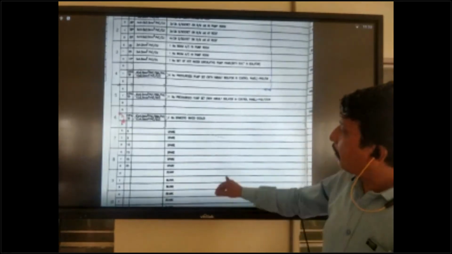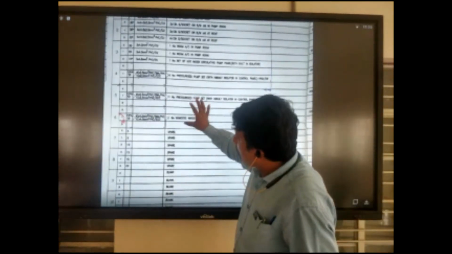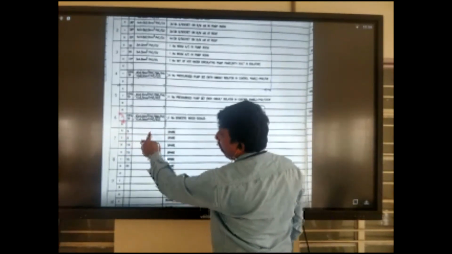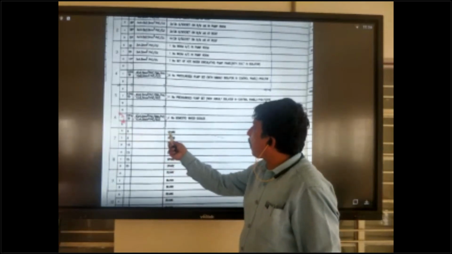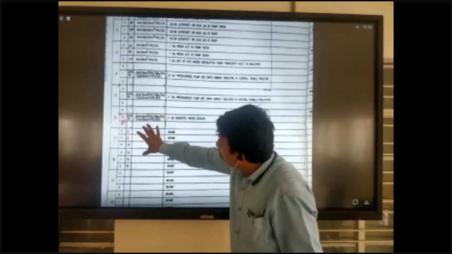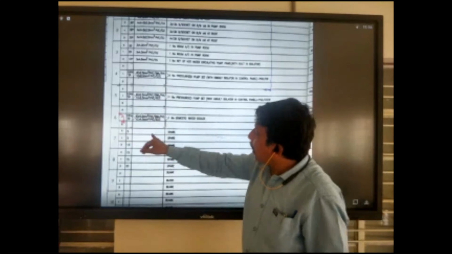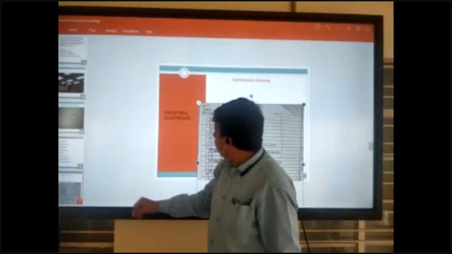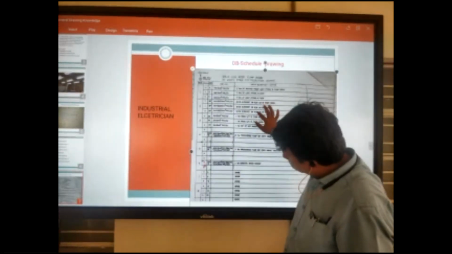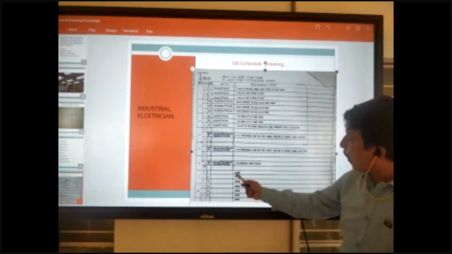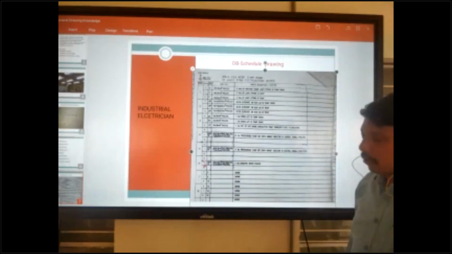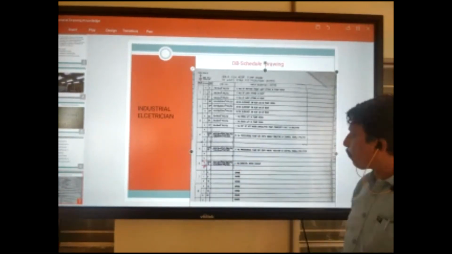Okay. So this one is completed. Next one is written in R5. Nothing is written here. Only SPARE is written. Okay, so this means it is for future purpose. They can install an MCB, but no wire is coming there. This is for future use.